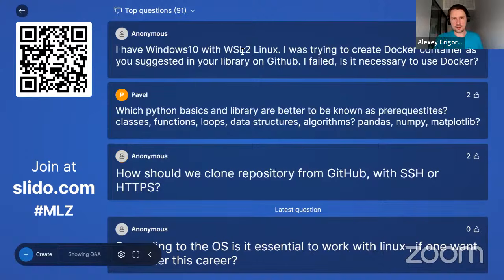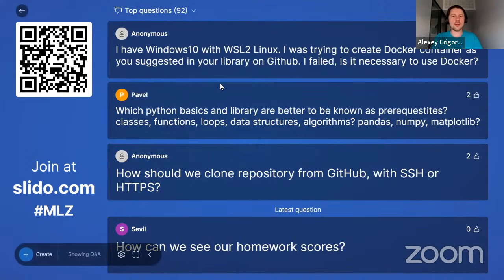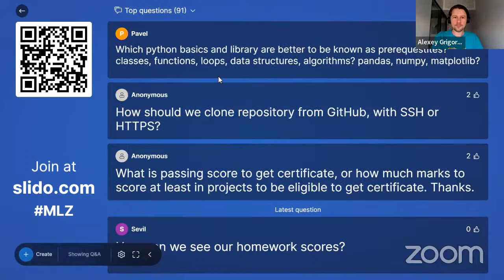I have Windows 10 with WSL2. I'm trying to create a Docker container as you suggested. I failed. Is it necessary to use Docker? Yes, it is necessary. Please figure out how to set up Docker. If you can't do this on Windows 10, you can rent a machine in the cloud. But if you want to work as a machine learning engineer, you have to know how to use Docker. For the course, you might get around without Docker. But if you want to consider seriously your career in ML engineering, you have to be able to install Docker.